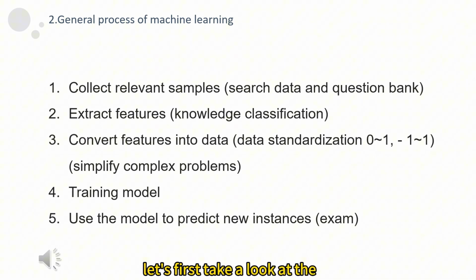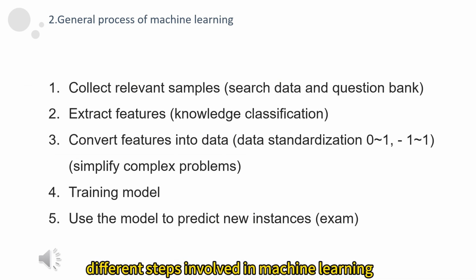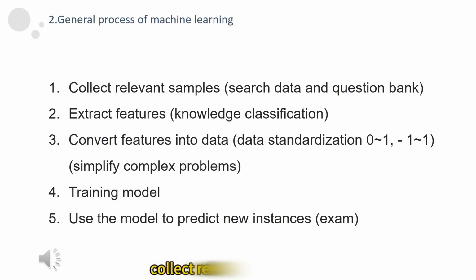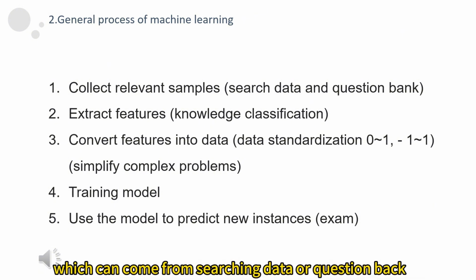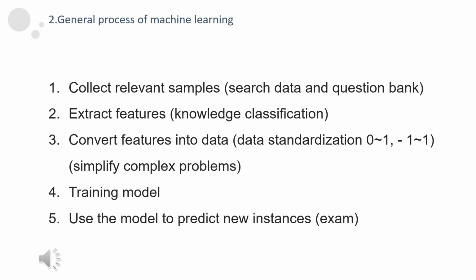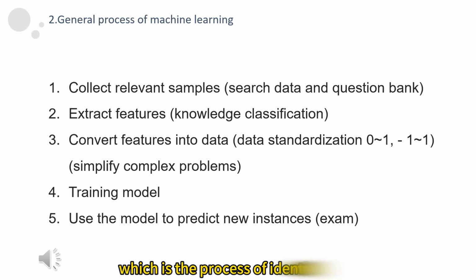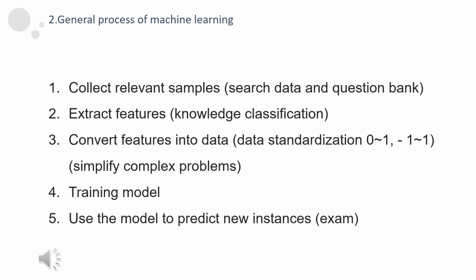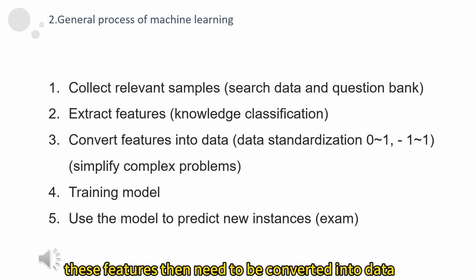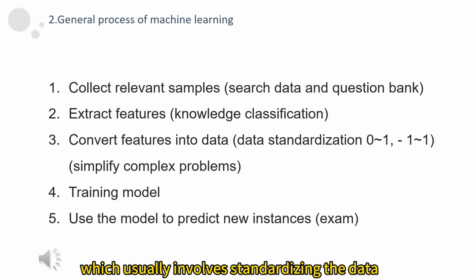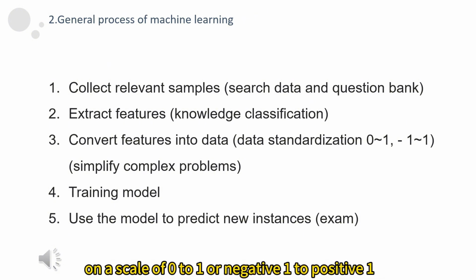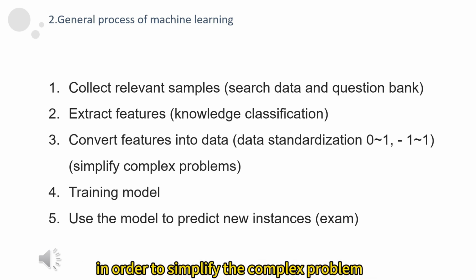Let's first take a look at the different steps involved in machine learning. First, we need to collect relevant samples, which can come from searching data or questionnaires. Once we have our samples, we need to extract the features, which is the process of identifying important characteristics or attributes of the data. These features then need to be converted into data, which usually involves standardizing the data on a scale of 0 to 1 or negative 1 to positive 1, in order to simplify the complex problem.